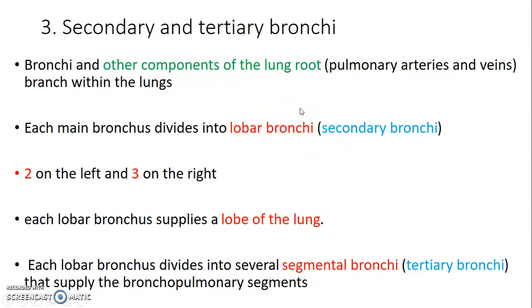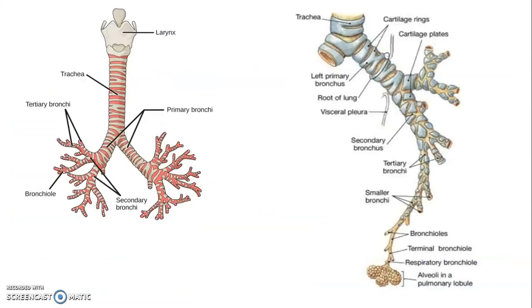So the right lung has 3 lobes, so it will have 3 lobar bronchi, while the left lung has 2 lobes, so it will have 2 lobar or secondary bronchi. Each of these will supply a lobe of the lung, and then later divide into segmental bronchi. Segmental bronchi are what you call the tertiary bronchi, and these supply a bronchopulmonary segment.